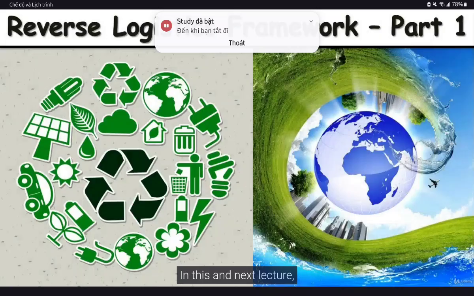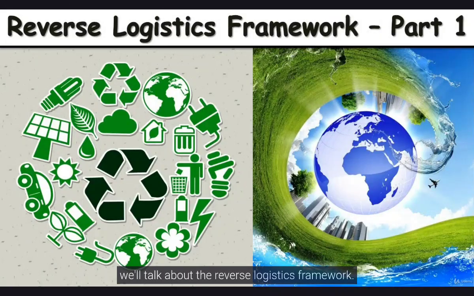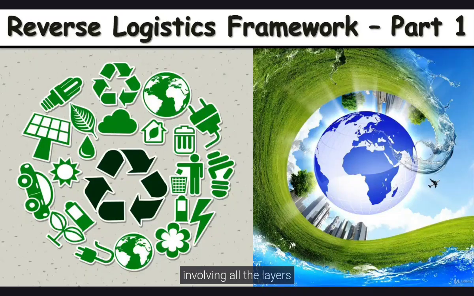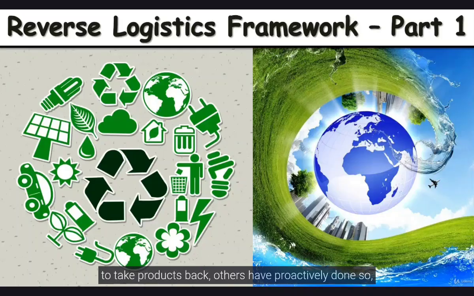In this and the next lecture, we will talk about the reverse logistics framework. Reverse logistics has been stretching out worldwide, involving all the layers of supply chains in various industry sectors. While some actors in the chain have been forced to take products back, others have proactively done so, attracted by the value in used products. One way or the other, reverse logistics has become a key competence in modern supply chains.